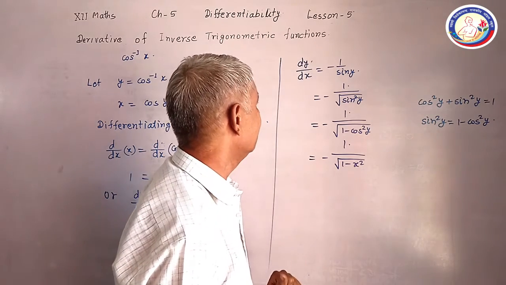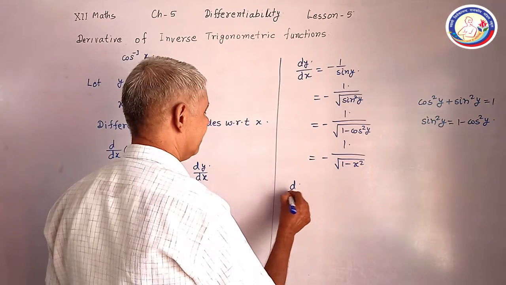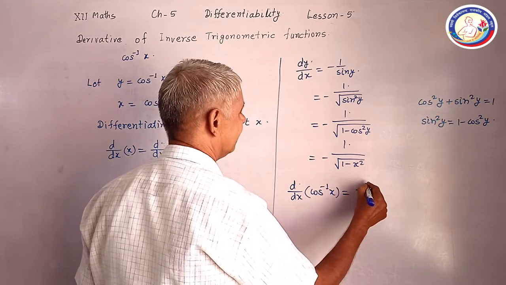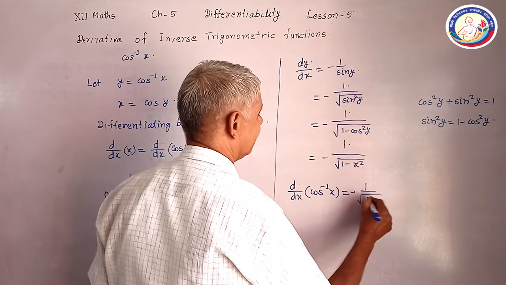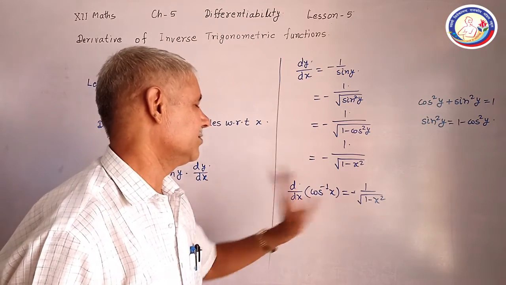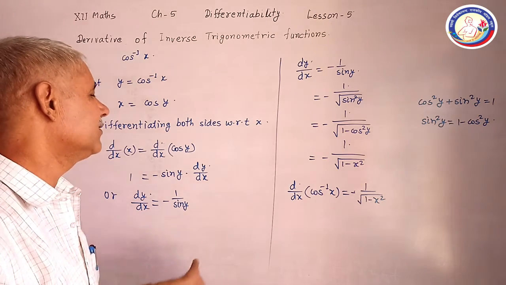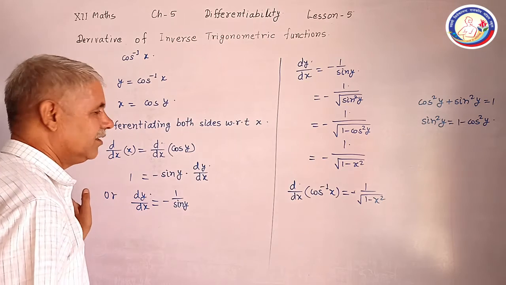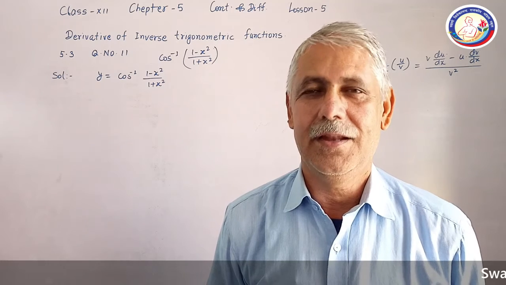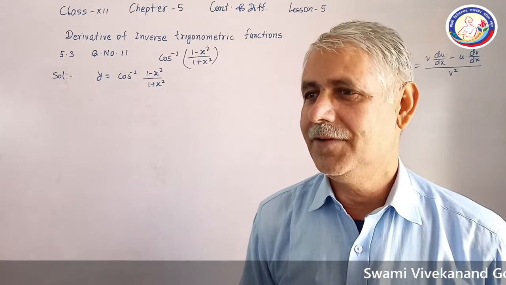And where y is cos inverse x. So, the derivative of cos inverse x is equal to minus 1 upon square root of 1 minus x square. This is the derivative of cos inverse x. In a similar way, we can find derivatives of tangent inverse x and other inverse trigonometrical functions. Now, we are taking an example of an inverse trigonometrical function to find the derivative.